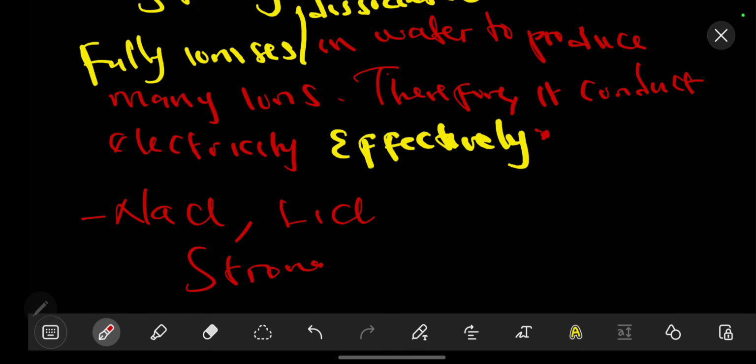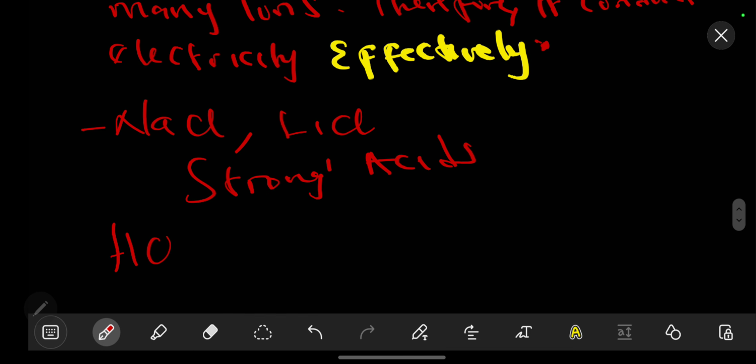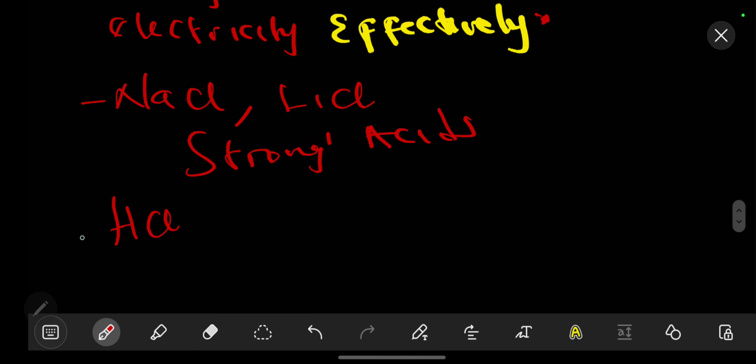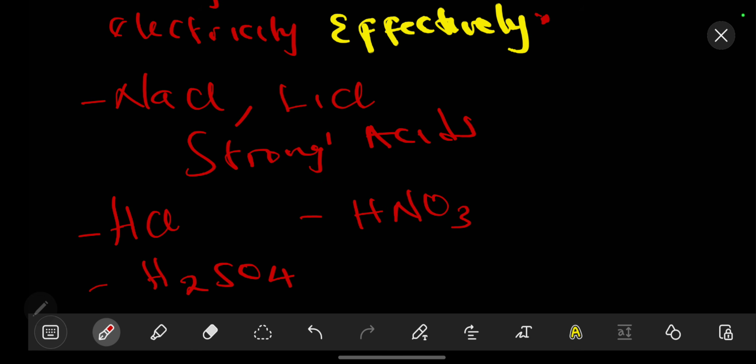Generally, all strong acids are strong electrolytes. So strong acids such as hydrochloric acid, which is our HCl. We might have another strong acid, which is our sulfuric acid. These are able to fully dissociate in water to give many ions, thereby carrying a charge. Now I'll further explain why this is very important. Even our nitric acid.